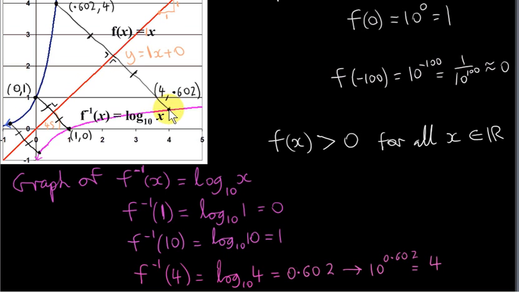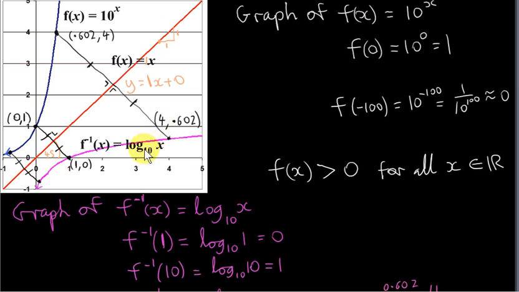If we reflect this point through the line y equals x, we reverse the coordinates. So we get the point 0.602 comma 4. In other words, 10 to the power of 0.602 equals 4. So 0.602 is around here. So the log to the base 10 of 4 is 0.602, and 10 to the power of 0.602 is 4.